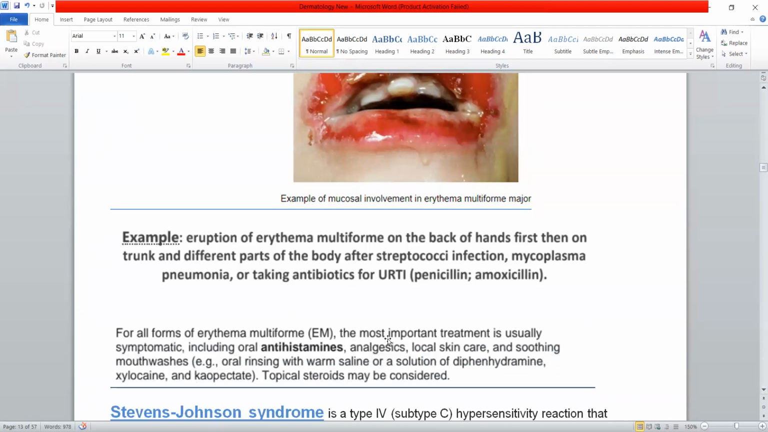The management of erythema multiforme is symptomatic: antihistamines for itching, analgesics for pain, and local skin care. If there is oral mucosa involvement, then soothing mouthwashes can also be used. And sometimes topical steroids may also be considered.